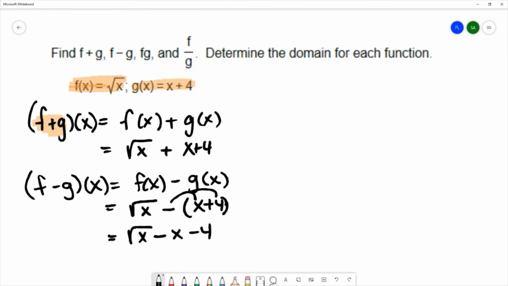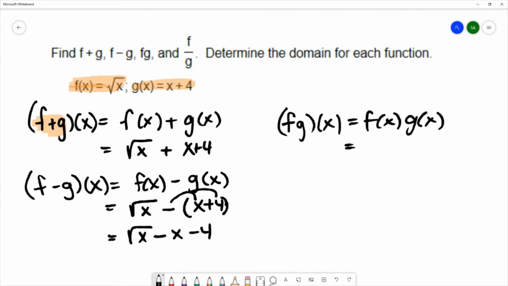And then we want to have multiplication. f times g of x is f of x times g of x. f of x is square root x. g of x is x plus 4. I want to put parentheses around x plus 4 to make sure we multiply the whole function together. If we were simplifying this, I would use the distributive property to get x square root x plus 4 square root x. And that's about as far as you can simplify it.